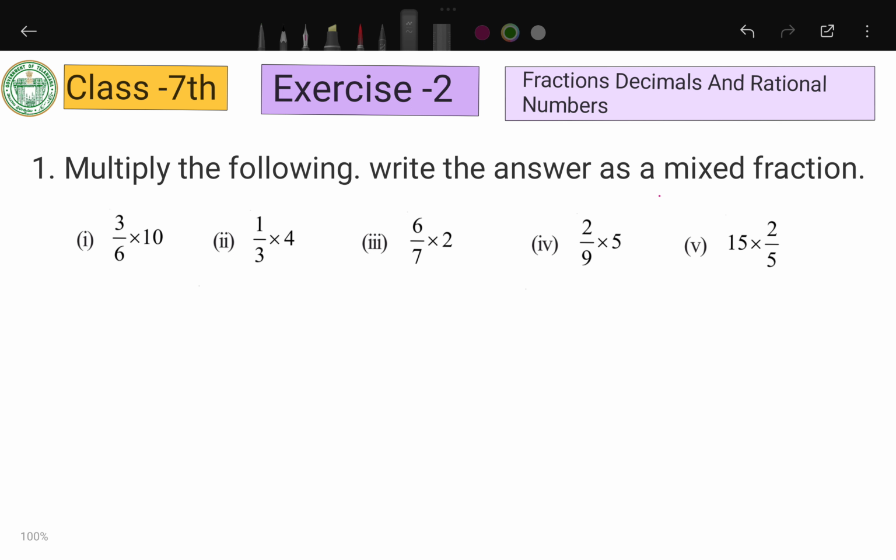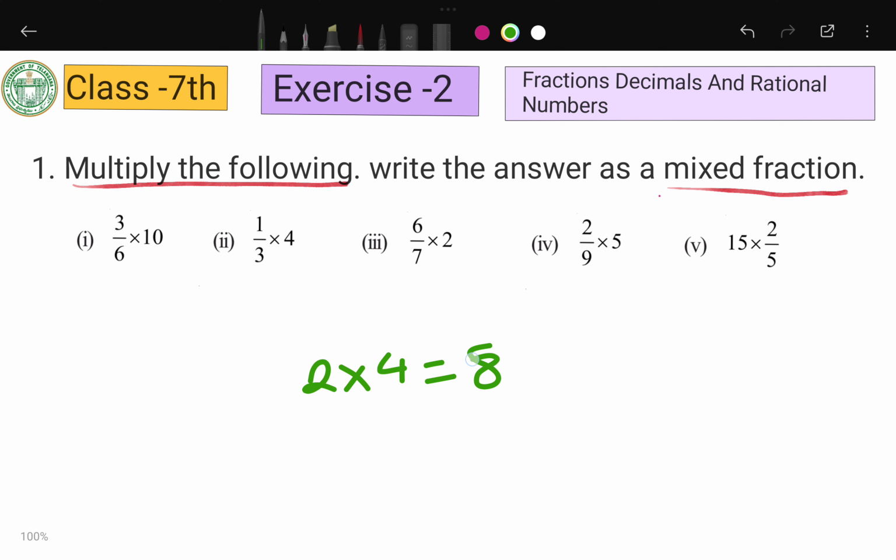Okay, so let's start. The first question is: multiply the following. We have to multiply, and whatever the answer is, we have to convert it into a mixed fraction. This is very simple, we can do it, right? So let's see. In a simple multiplication like 2 cross 4, we can directly do 2 4s are 8. But this is in fraction form, like 3 6/10. So how can we do this?